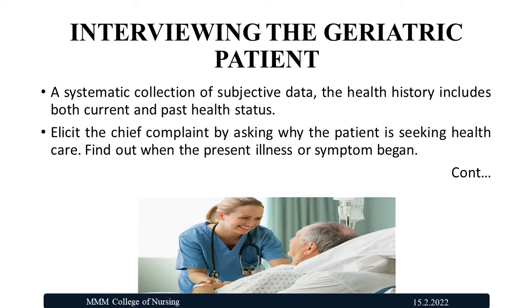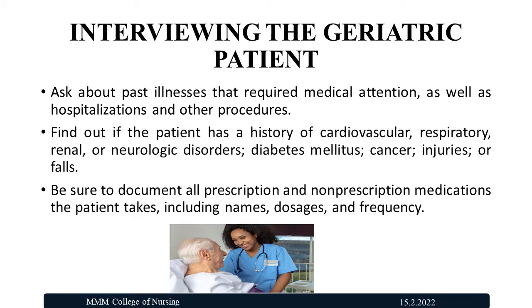Then the systematic collection of subjective data from the health history includes both current and past health status. Also elicit the chief complaints at present, what complaints are going on, asking why the patient is seeking health care, and finding out when the illness and symptoms started. Ask about past illnesses that required medical attention as well as hospitalizations and other procedures.